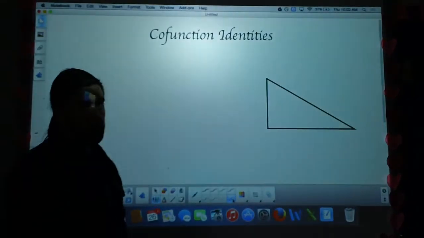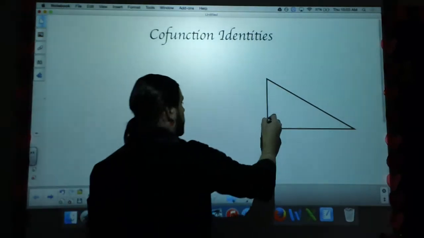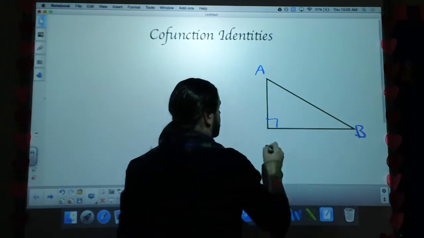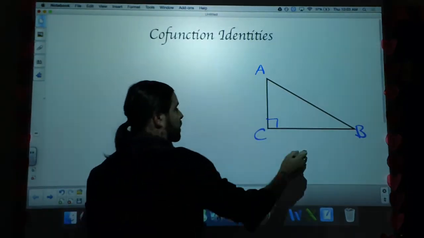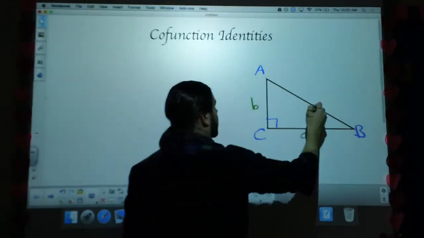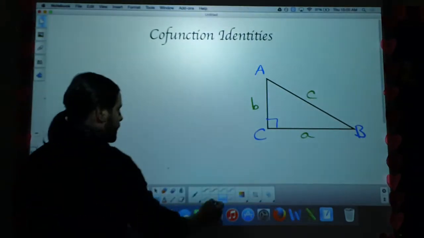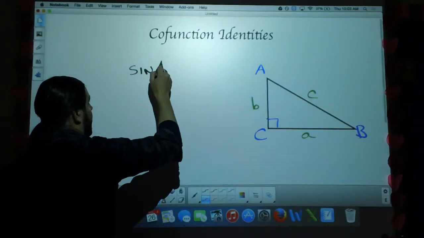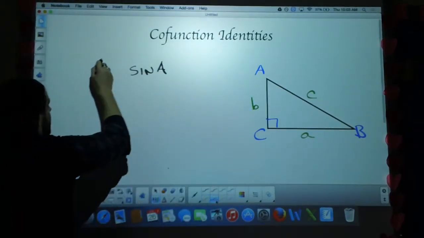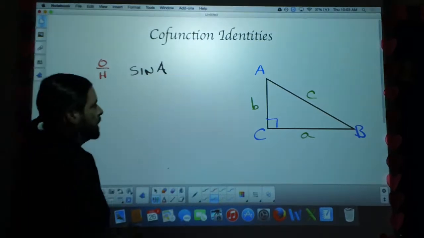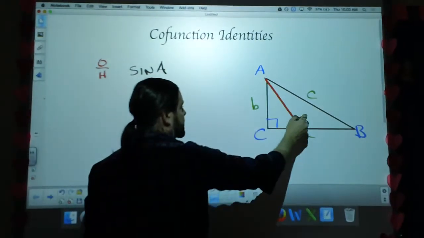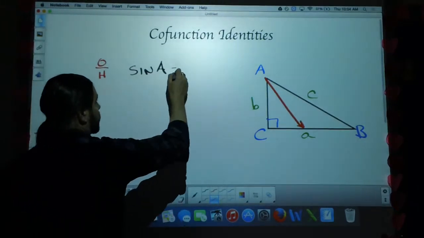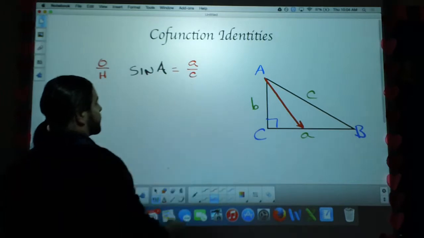Here's one, cofunction identity. We know that if that's a 90-degree angle, and this is A, and this is B, then this would be C. We also know that the opposite side would be B and A and C respectively. And the thing is that if I had the sine of, let's say, A, we would know that sine is opposite over hypotenuse. And we'd look at angle A and we'd say the opposite side is A and the hypotenuse is C. So this would equal A over C.